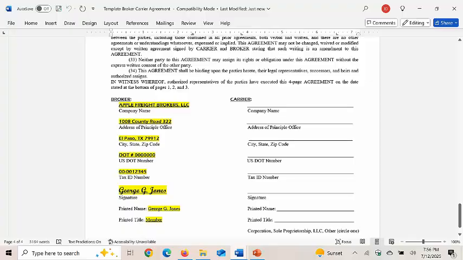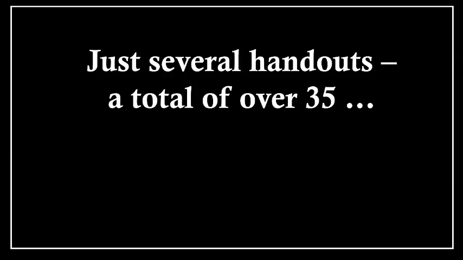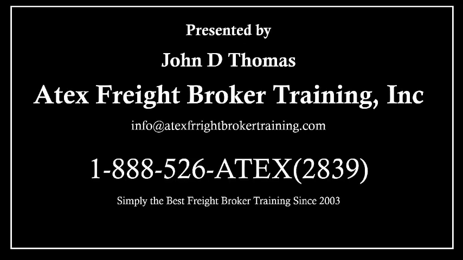And then on page 4, this includes the signature area. It includes your information on the left, and then they'll fill out their information on the right side. So this particular handout, if you had to go to an attorney, you might be spending $1,000 to have them prepare this. And this has been time tested. It's a good 4-page agreement, and it's yours in the training. So these are just several handouts with a total of, like I say, over 35 handouts.